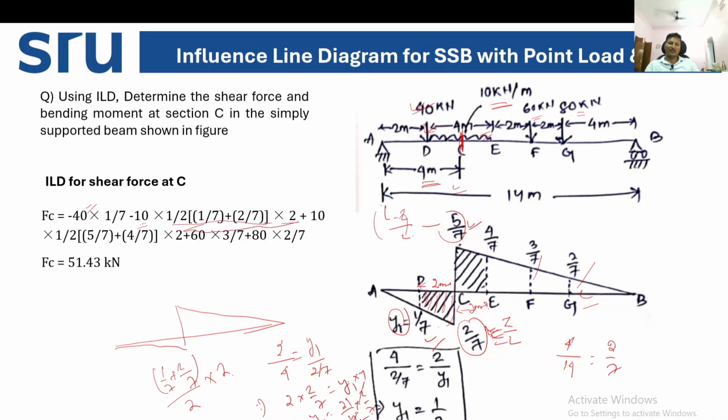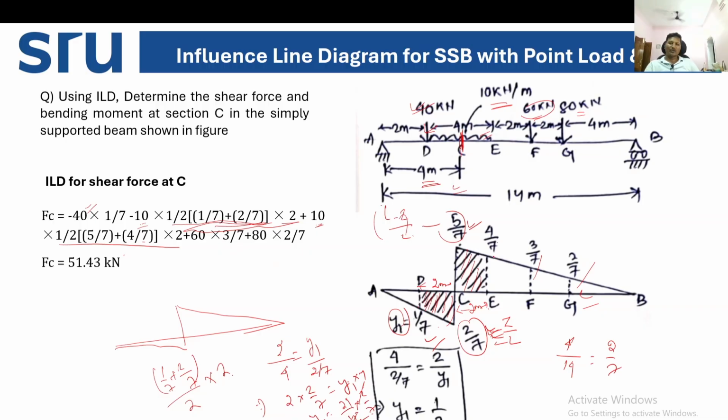This is the area under the UDL, plus 10. This is the half of the area. Another half, the positive side, we have to find out. Positive side is then 10 into half into 5 by 7 plus 4 by 7 into 2. Have you understood this calculation, right? Plus 60. 60 is nothing but your second point load.